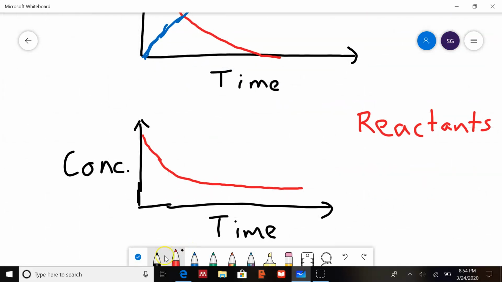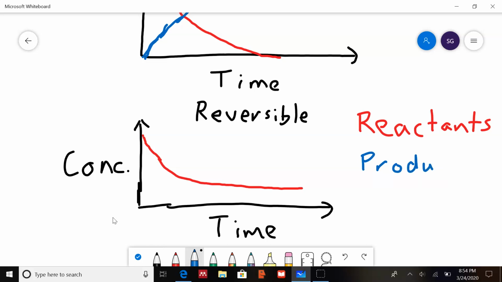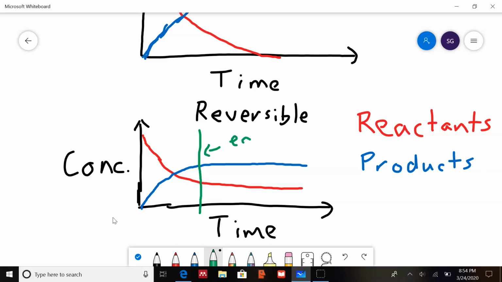Okay, this is for a reversible reaction. And then our products, once again, are going to start at 0. And they're going to increase and eventually also level off. And so we have this point here, about right here or so, this point in time, where our reactant and product concentrations are no longer changing. They're staying constant. And that point is referred to as chemical equilibrium, or just equilibrium.